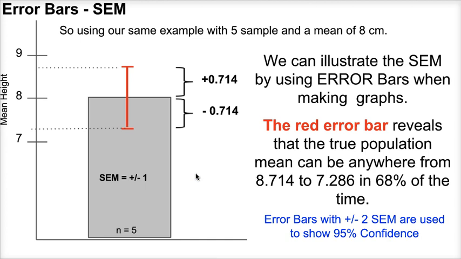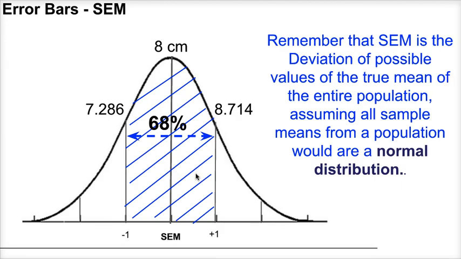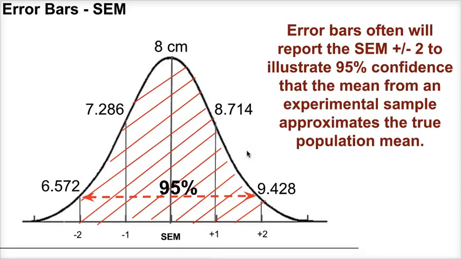So let's see that. Again, one standard error of the mean is 68% of the time. Remember that standard error of the mean is the deviation of possible values of the true mean of the entire population, assuming all sample means from a population would be normally distributed. All of our statistics are based upon a normal distribution. If you have plus or minus 2 standard error of the mean, this is what's going to give me a 95% confidence. This shows me how much I'm fuzzy in this area, okay?